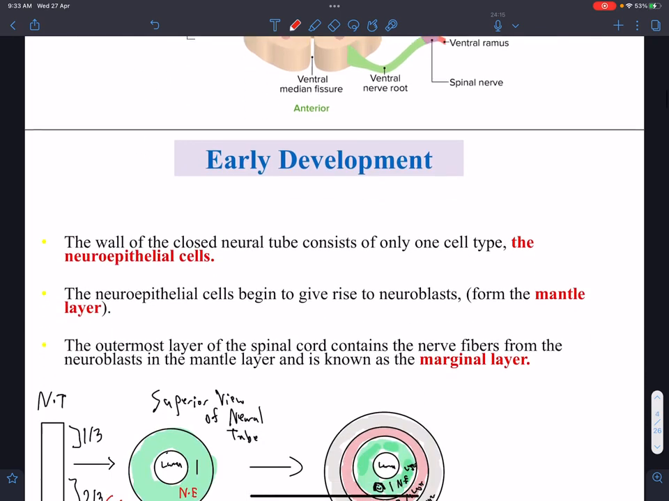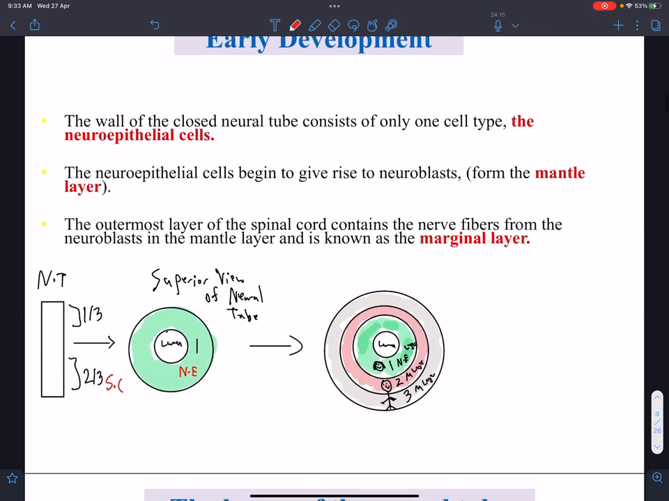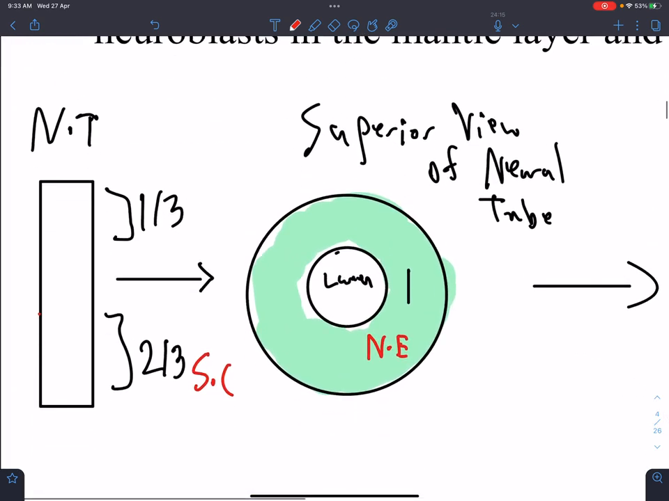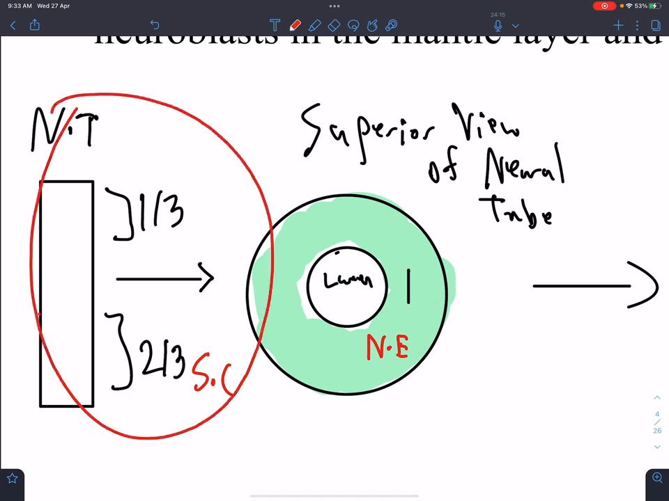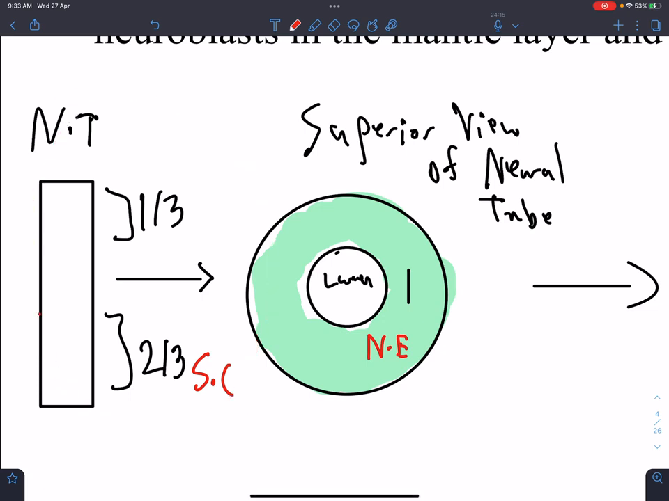Okay, so let's start with the early development of the spinal cord. So we know that the spinal cord is developed from where? From the neural tube. We're going to start from here, from the neural tube. One third of it, as you know, gives you the brain, and two thirds of it is going to give you the spinal cord. So we're going to focus on the spinal cord. Now, I wanted to do a cut section, or cross section, of the neural tube, and see superiorly what it consists of.